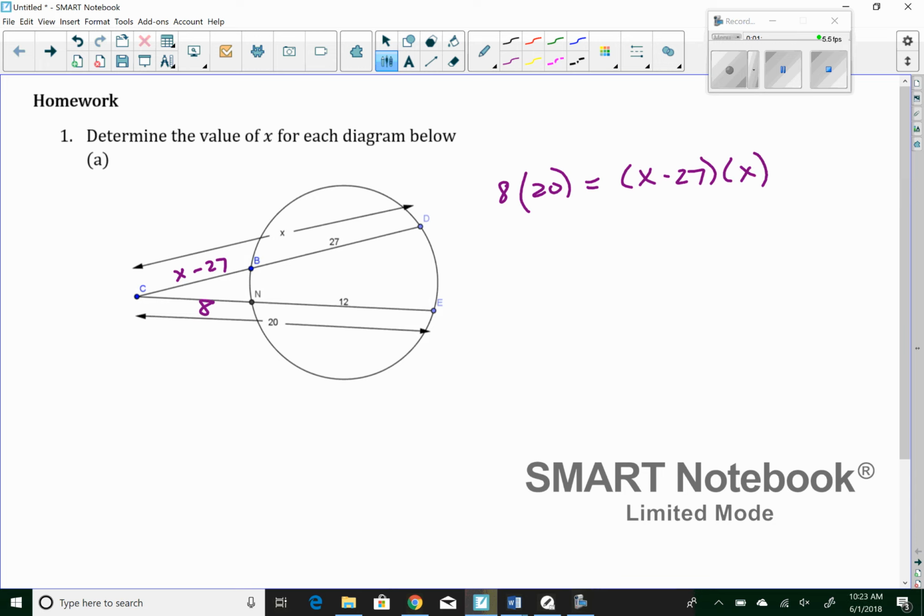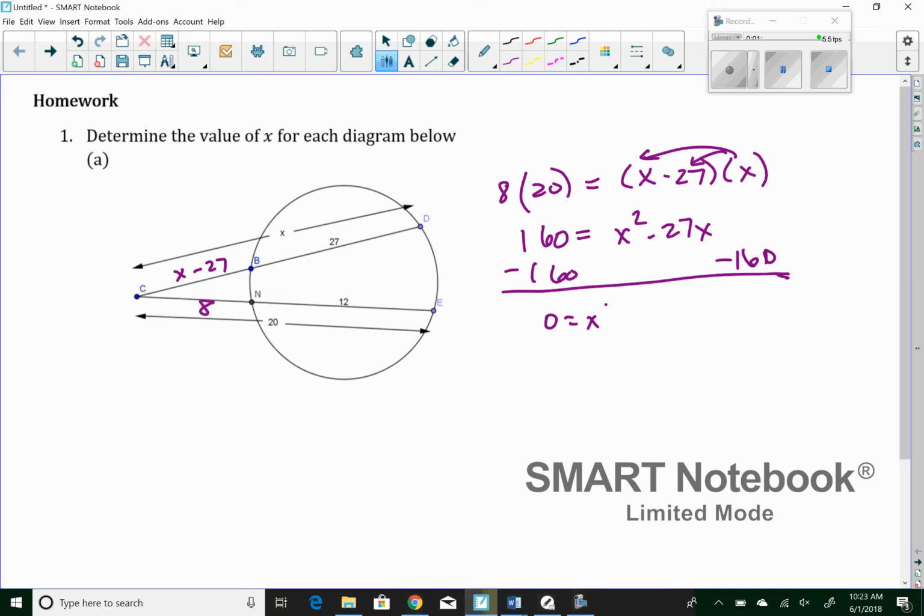On the left-hand side, I get 160. On the right-hand side, if I distribute in my x, I get x squared minus 27x. Now, unlike the example we did in class, this one doesn't have x squared on both sides. So what we learned in algebra was whenever we see that, we want to subtract to get 0 on one side of the equation. And I don't want to try and factor.